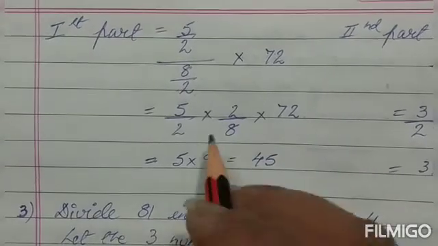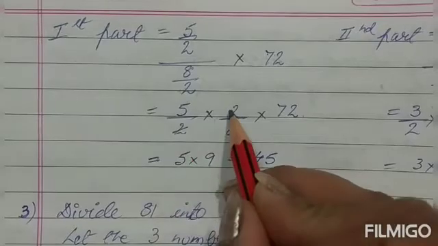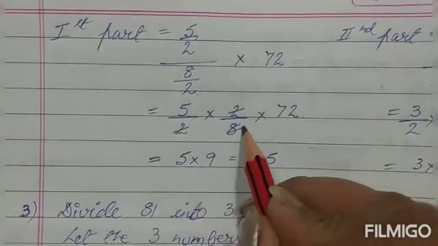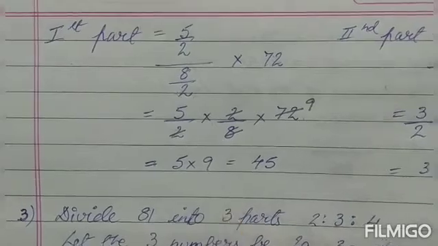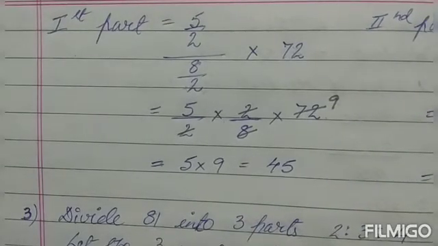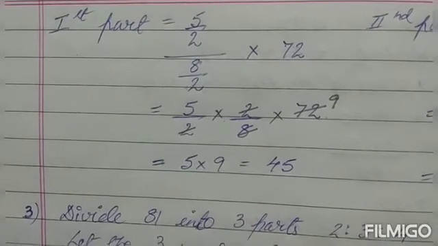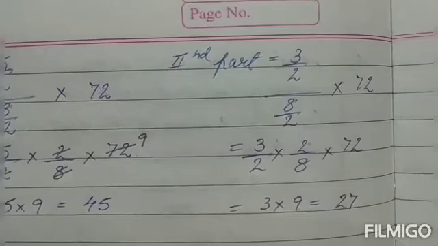Now over here I have not reduced, I am showing you over here only 2 and 2 can get cancelled, and 8 9s are 72. So 5 9s gives me 45. So this is how you calculate the first part. Similarly, we are going to do the second part also.